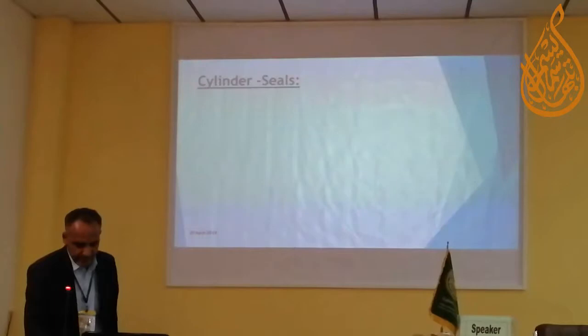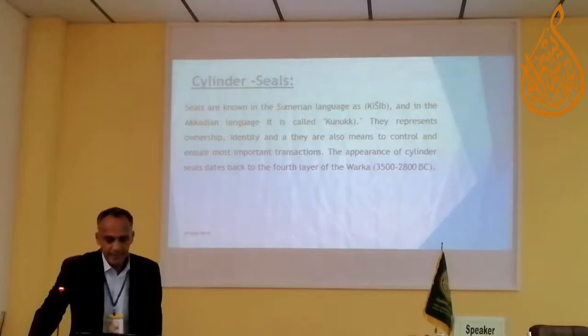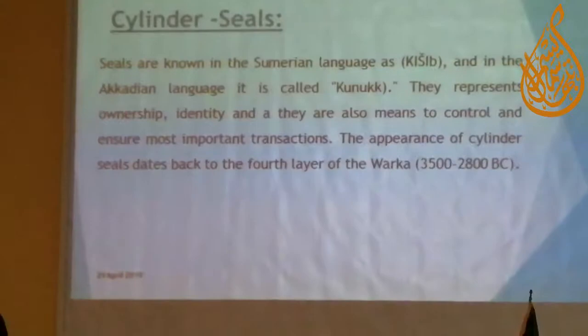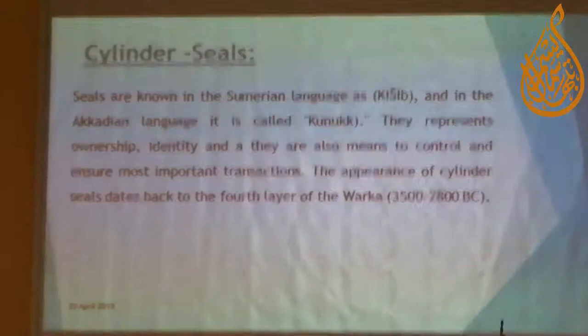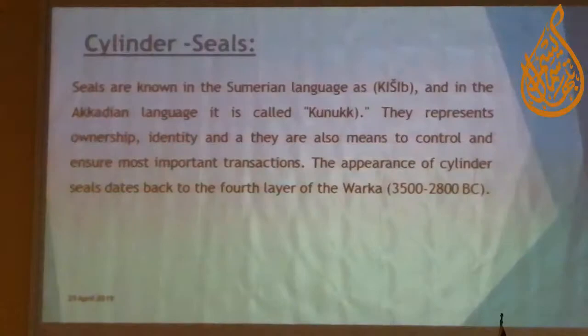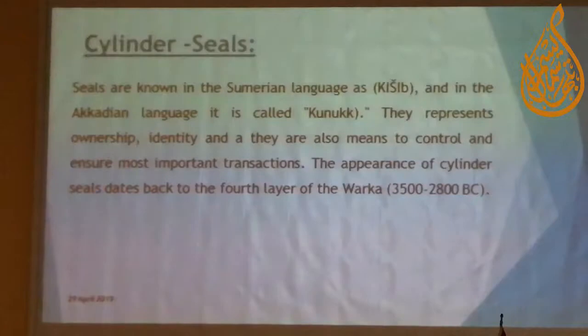Seals. In the Sumerian language, a seal is called a kishif, and in the Akkadian language it is called the kunuku. They represent ownership, tightly, and they also mean to control and ensure the most important transactions. They represent cylinder seals that go back to the fourth layers of the work.